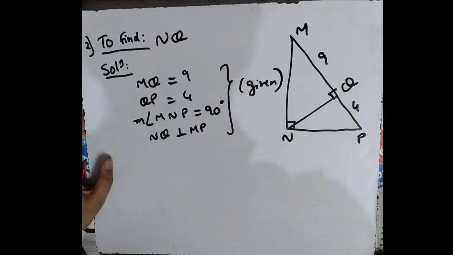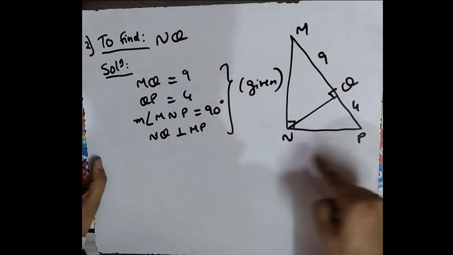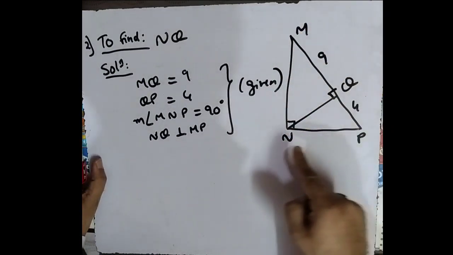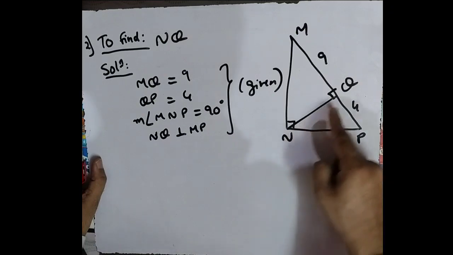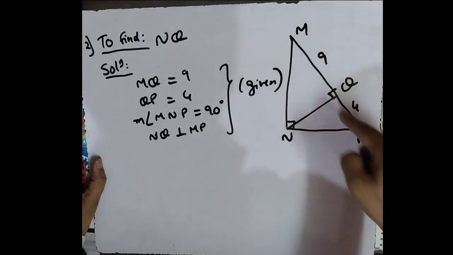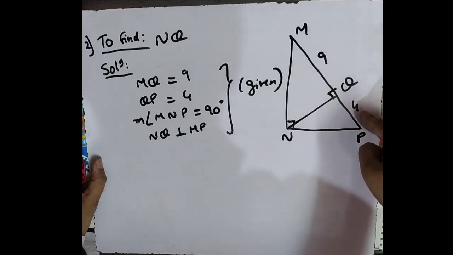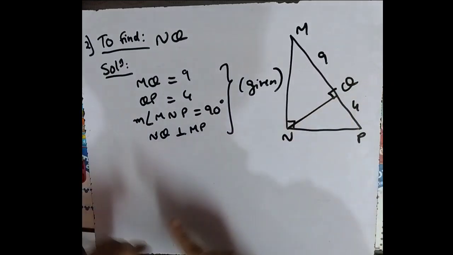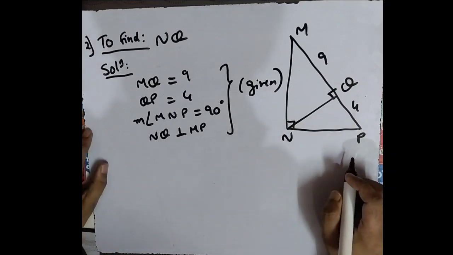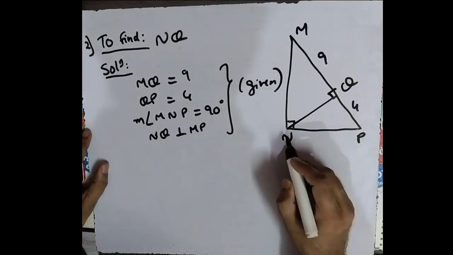In the second sum, we have one triangle MNP where angle MNP is 90 degrees. NQ is perpendicular to MP. MQ is given 9, QP is given 4. We want to find NQ. So in this sum, we will be applying the property of geometric mean.